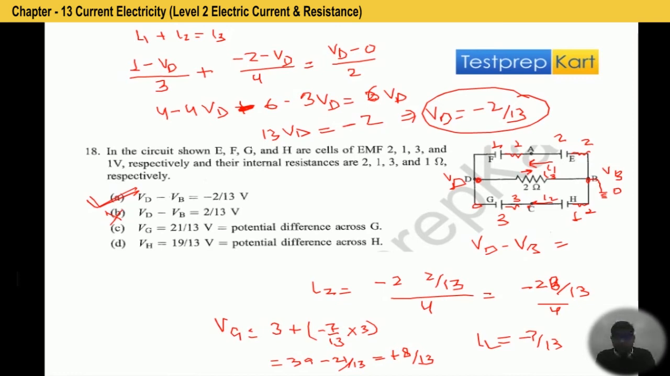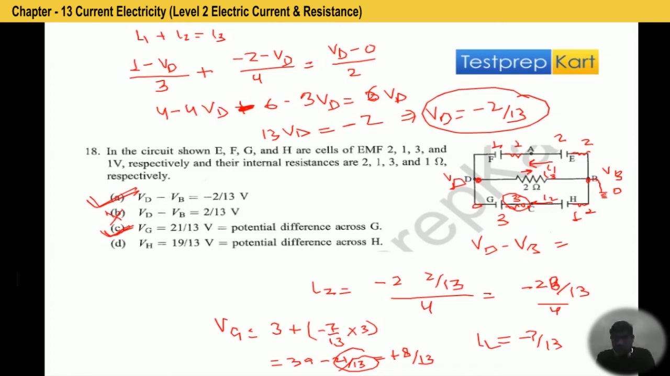The potential difference across G. So the current is 7 by 13 and this is 3. Okay, so we just want to measure the potential difference across this point, I think. Then we'll definitely get minus 21 by 13. We don't have to find the terminal potential here. Right, so this option is correct.